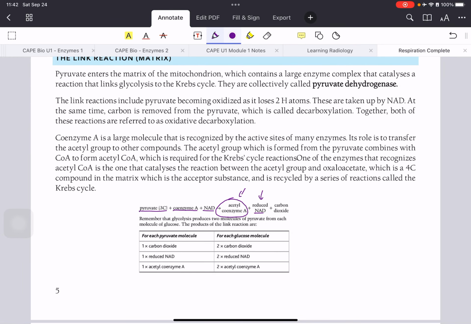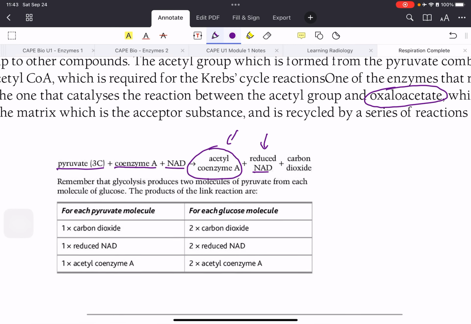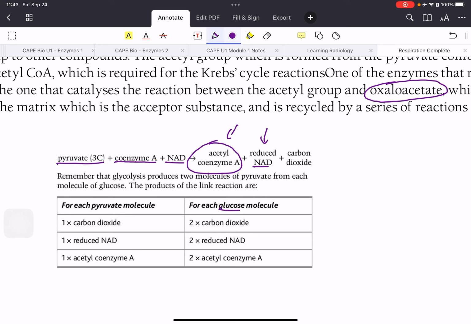Okay, now acetyl coenzyme A is very important in helping the reaction of a certain molecule called oxaloacetate, which we will see in the Krebs cycle. Alright, and that essentially starts the Krebs cycle. Without that, it could never occur. Okay, so this little table down here says for each glucose molecule after the link reaction, we get 2 carbon dioxide.